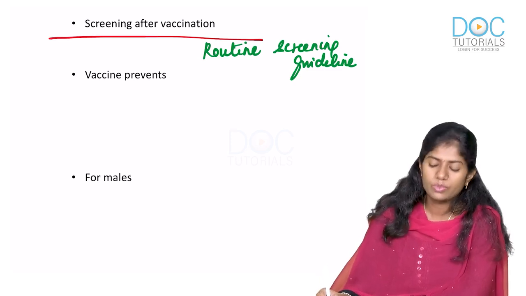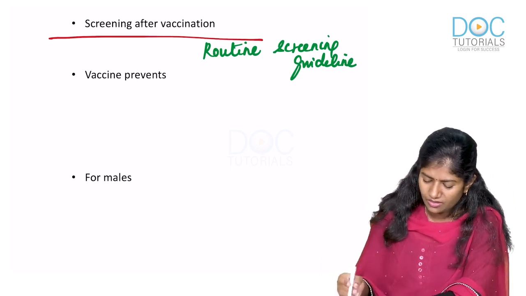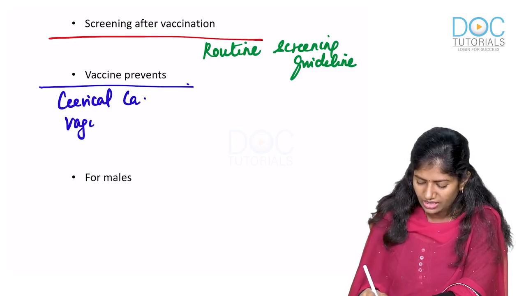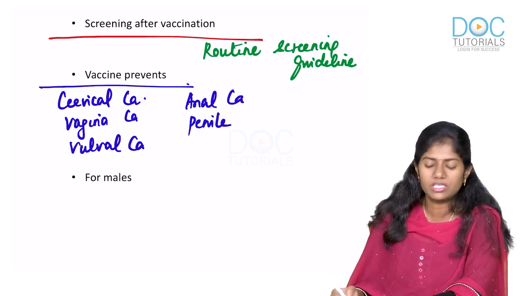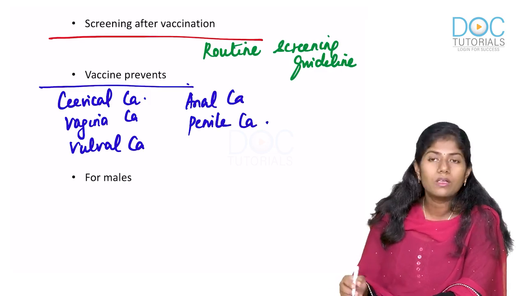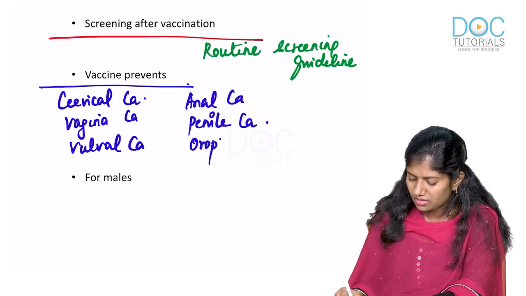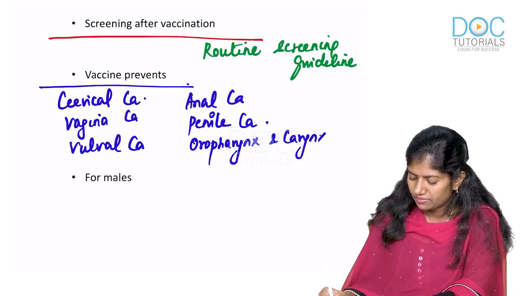Okay, what all does it prevent? This vaccine prevents not only cervical cancer, but also vaginal cancer, vulval cancer, anal cancer, penile cancer, wherever the HPV can infect, and malignancies involving the oropharynx and the larynx.